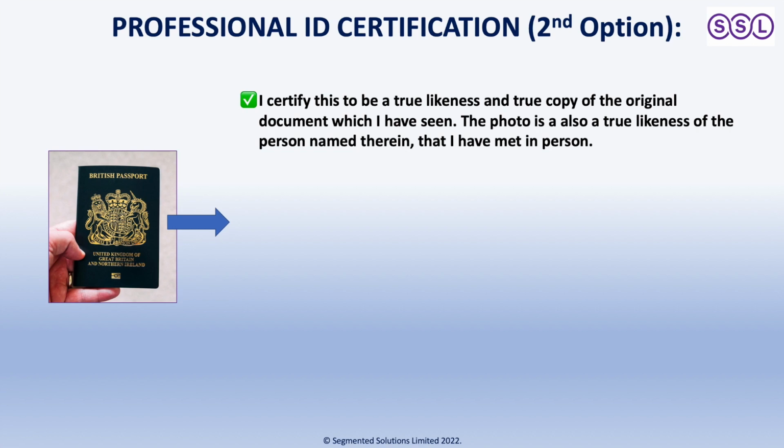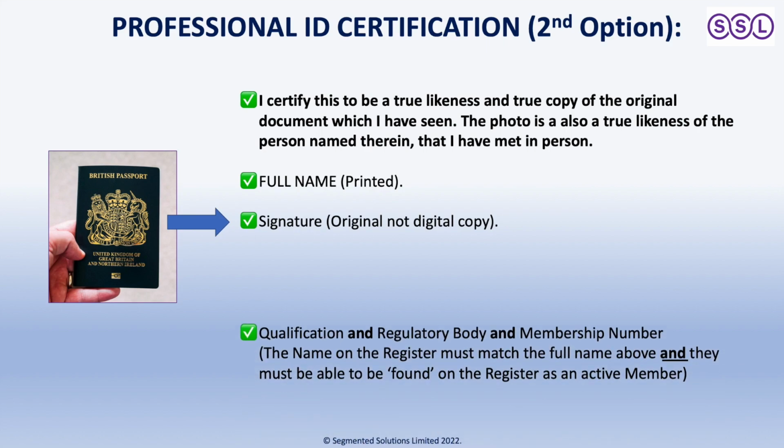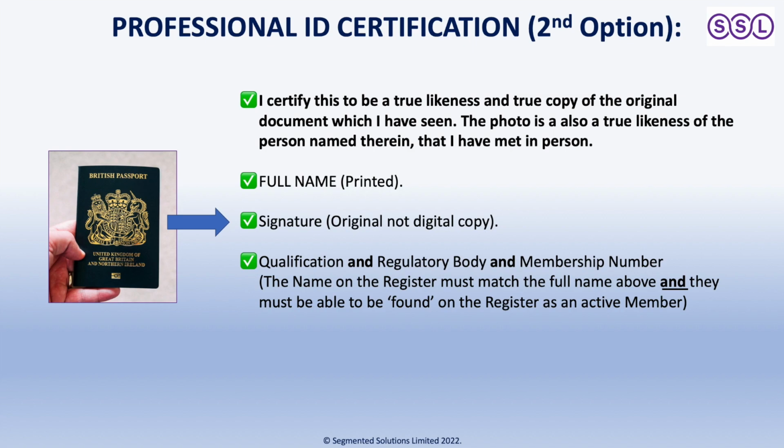It's also on the document that downloads that you can read and tell you all about the ID certification that's required. They also need their full name, and we've had issues in the past where people have written a shortened version of their full name, and of course the bank says, no, that's not correct. We need a proper signature, an original wet signature as they call it, as opposed to a digital file copied and pasted. We also need their qualification, the regulatory body that they're a member of, and their membership number, and this is so that the bank can look them up.